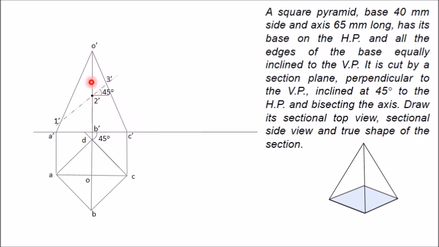Now the last point, another point, which is O dash D dash, OD, this O dash D dash, which is behind this O dash B dash. This plane also cuts that side, so mark that point as 4 dash. Now you have to transfer all these points on the top view.